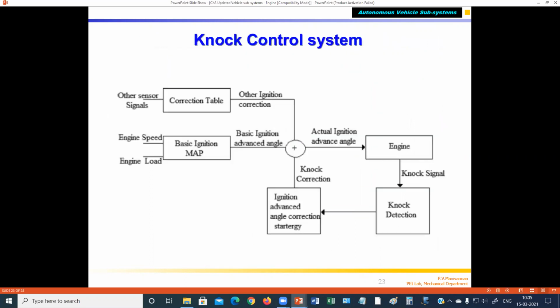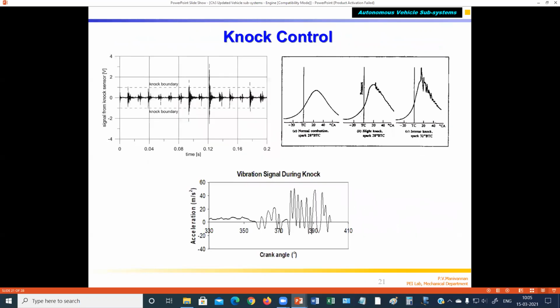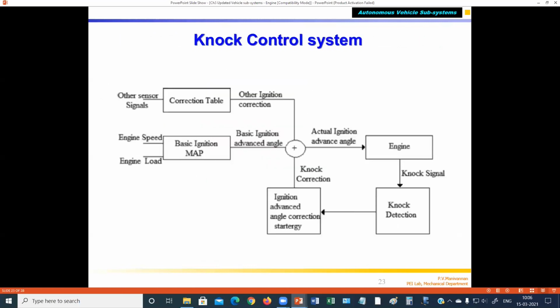So here we talked about knock control. Did we talk about knock control previously? I think we talked about knock sensors and all those things, because I told you that you have to run the petrol engine close to the knock condition, because that gives maximum thermal efficiency. Types of sensors we are talking about. This is the control system for knock control, how it works, correct? Already I told you.